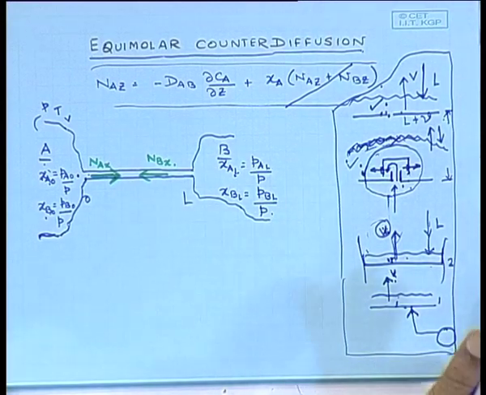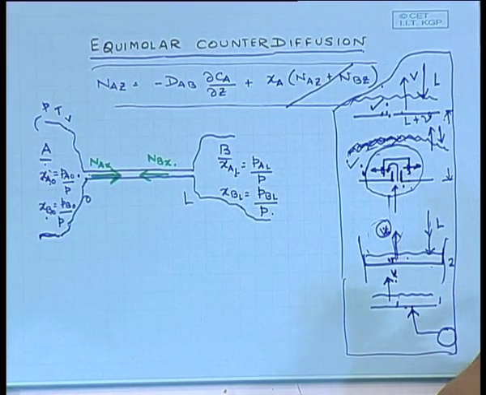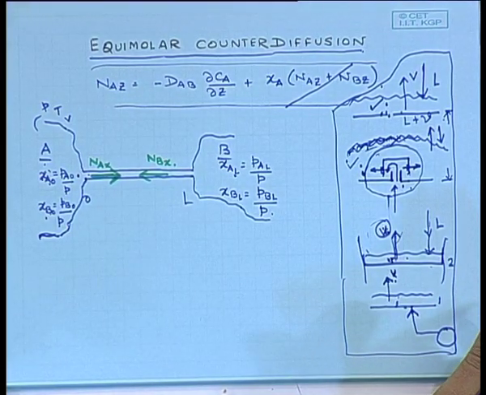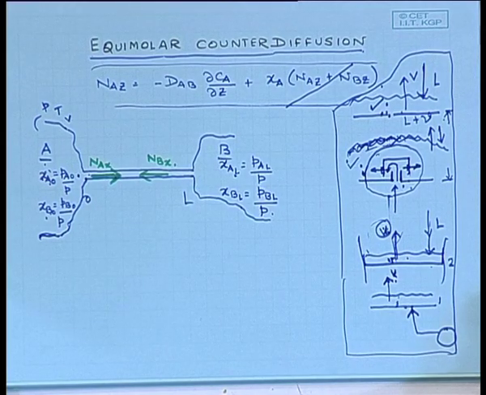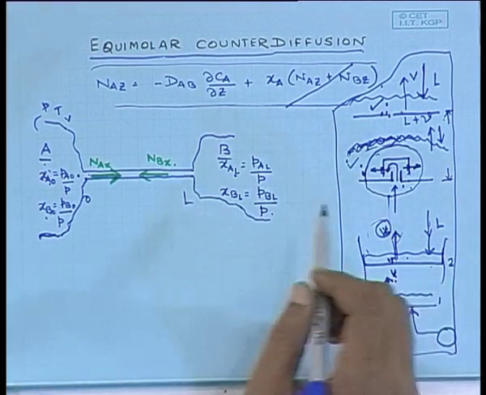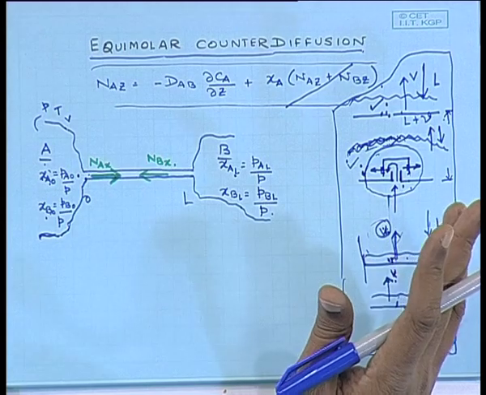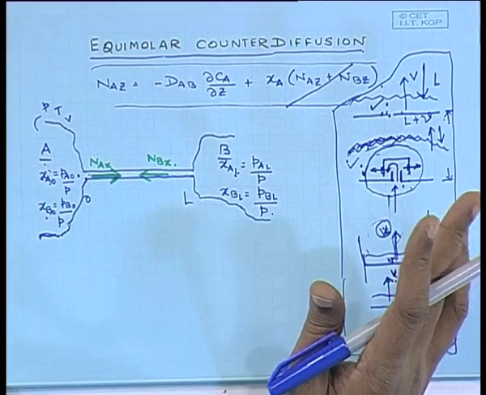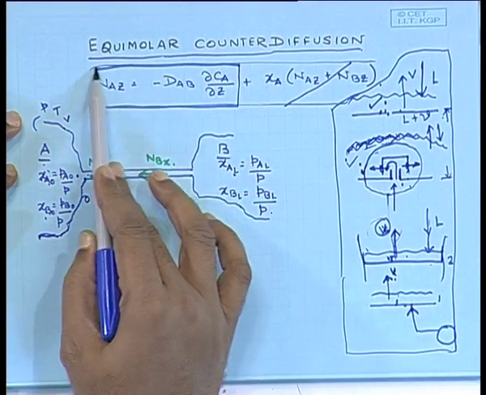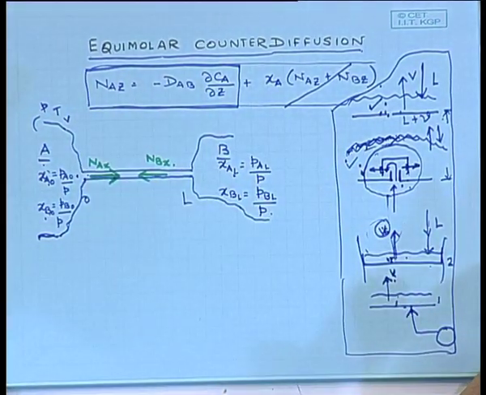NAZ is equal to minus NBZ. So, the condition required for equimolar counter diffusion is NAZ should be equal to minus NBZ, and if your movement of each species is going to be governed by the simple equation that NAZ is minus DAB del CA del Z.